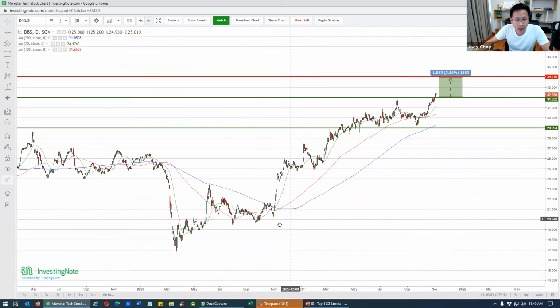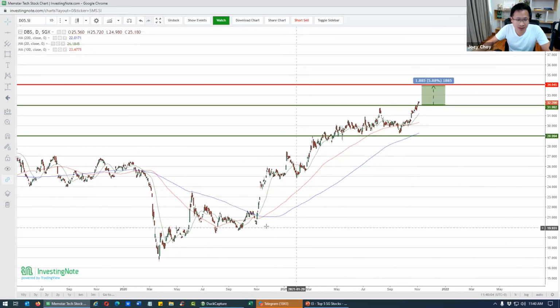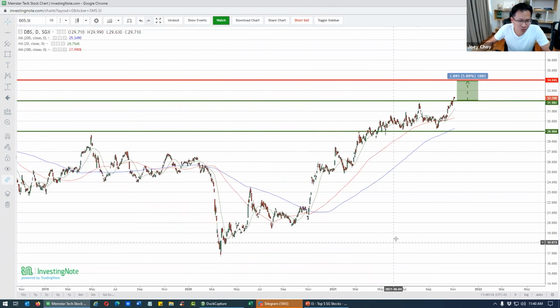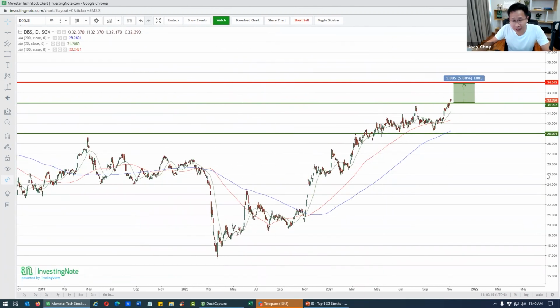But I think some people might be asking, will prices hit back down to where they were when COVID hit last year? Can DBS go back down to this level here? Right now, we have seen a bit of a recovery.